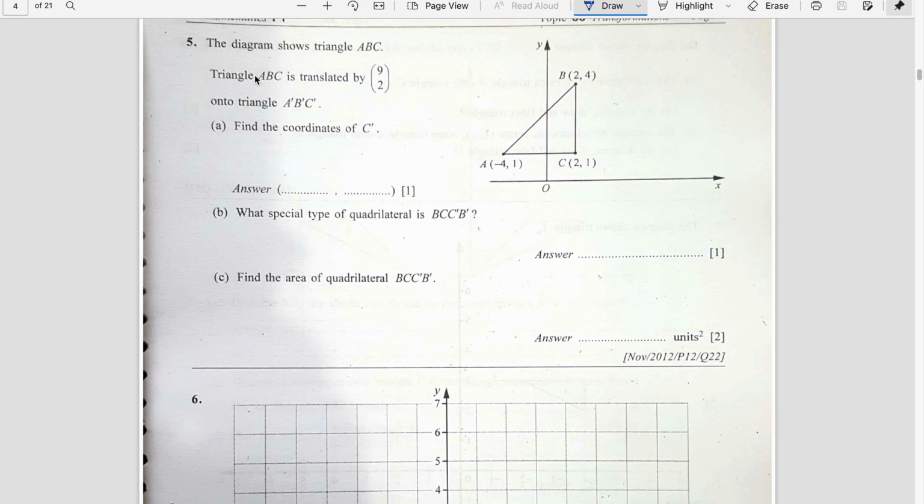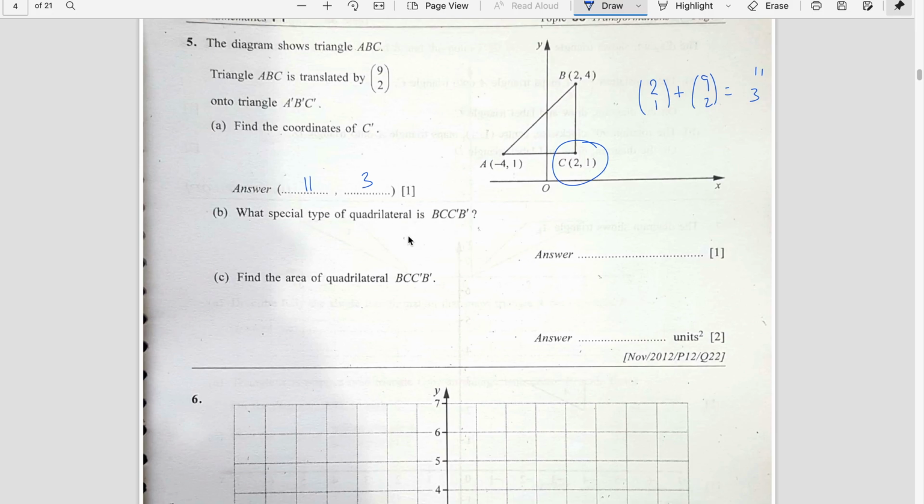The diagram shows triangle ABC is translated by 9, 2. 9 units in the x direction and 2 units in the y direction onto A dash, B dash, C dash. Find the coordinates of C dash. So we already have C, 2, 1, and we add the translation vector to it. So C dash would be 11, 3.